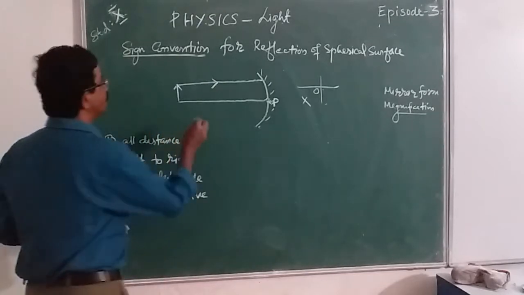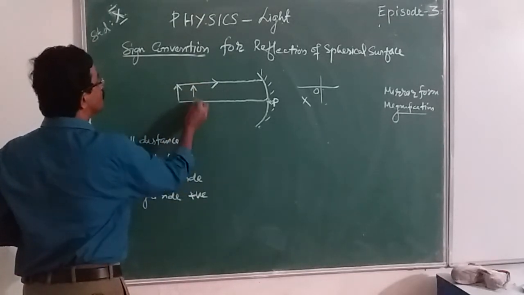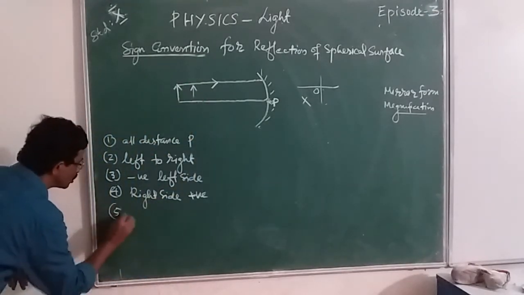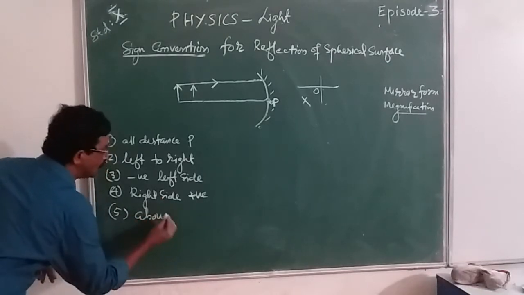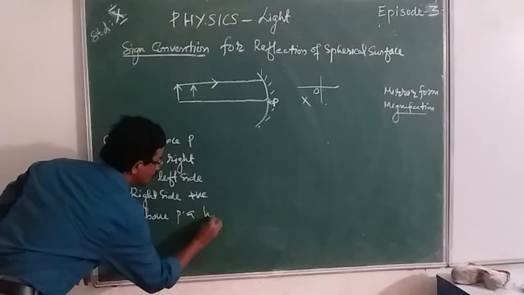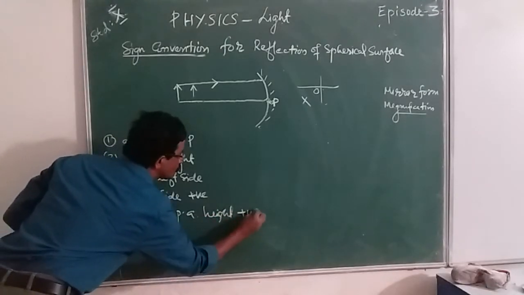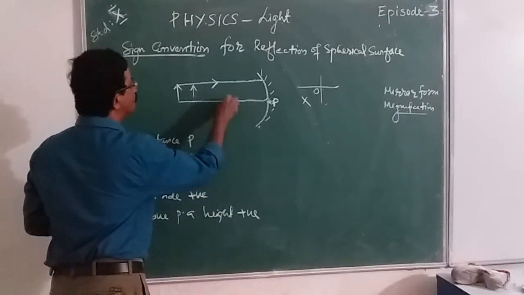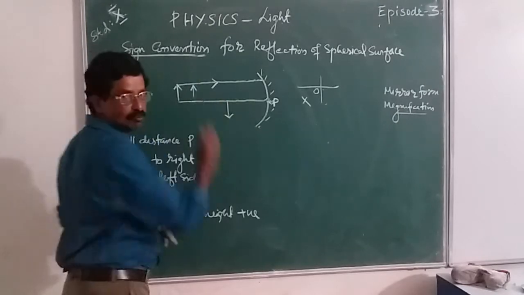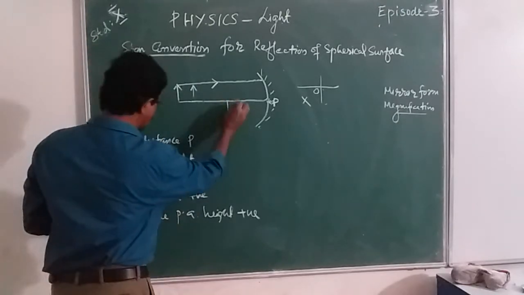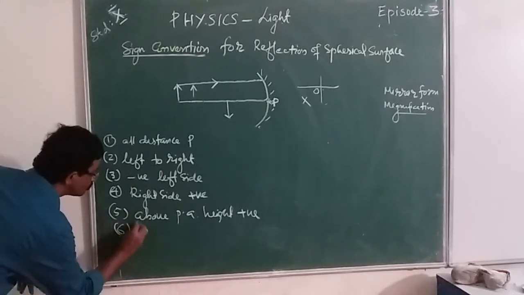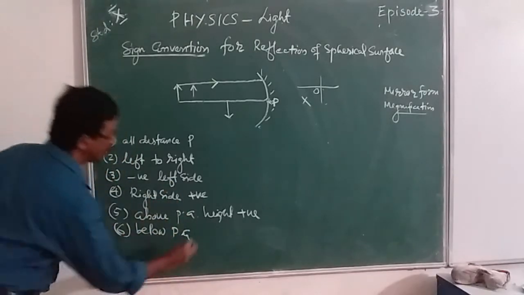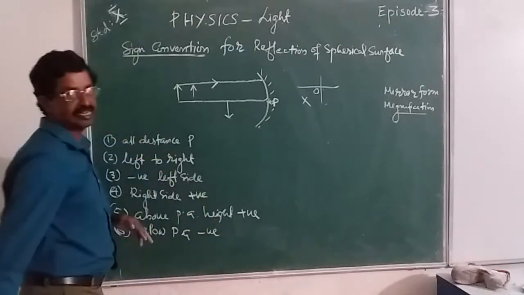All heights we measure above the principal axis. Above the principal axis is positive. Above the principal axis, height we take as positive. And for a real image, that will be below the principal axis. Height below the principal axis is taken as negative.